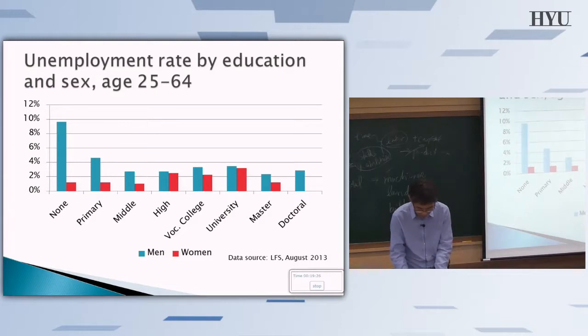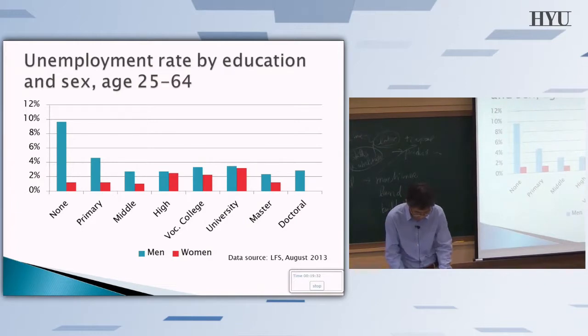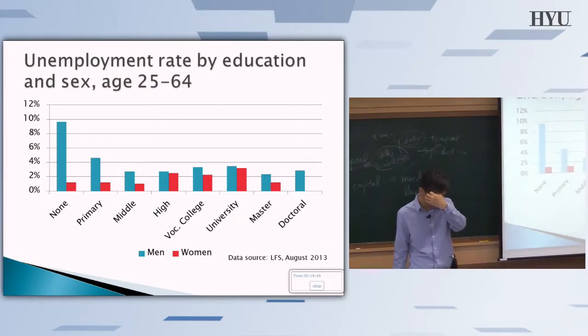But if you look at the US data, for example, if you go to page 237 in the textbook, it shows the labor market characteristics by education group in 2010.